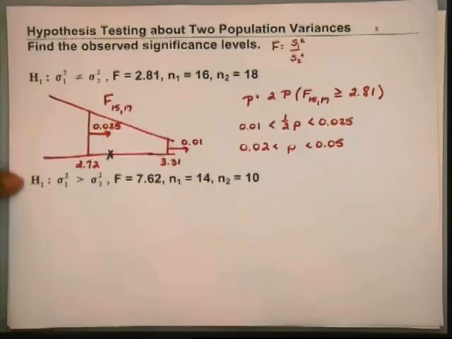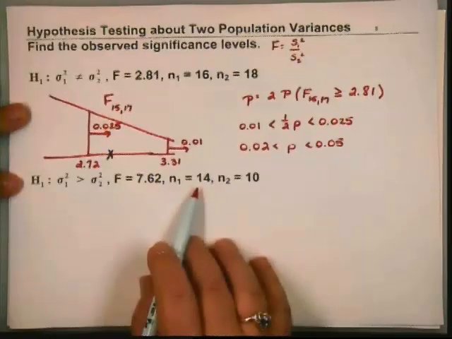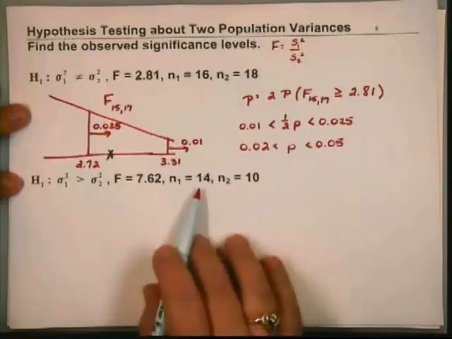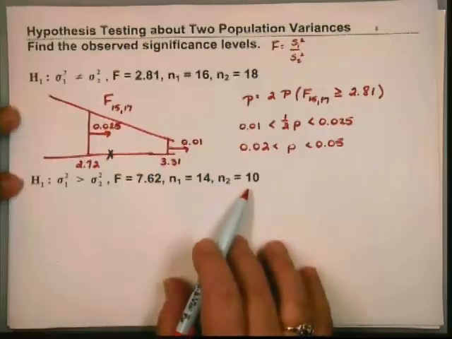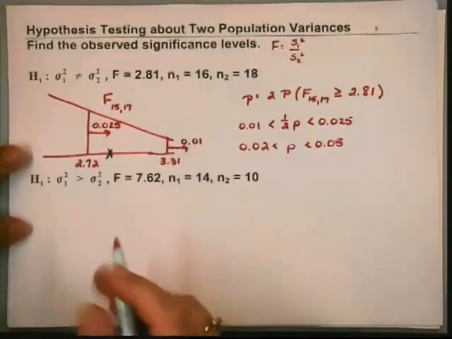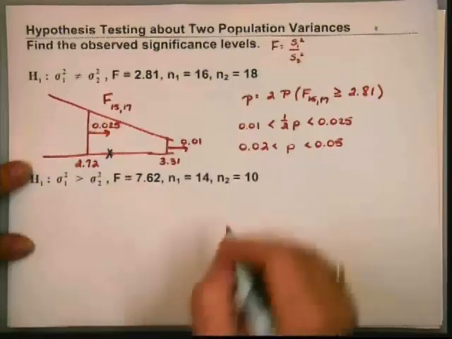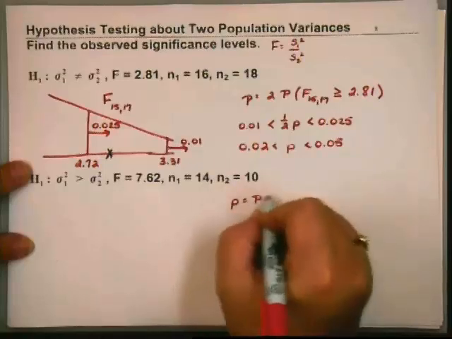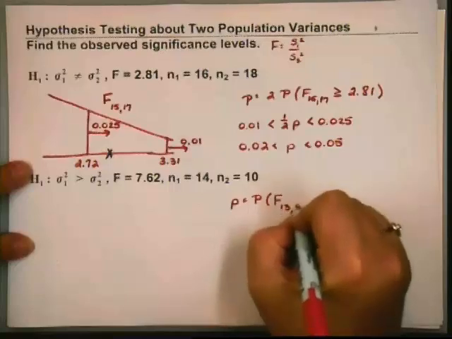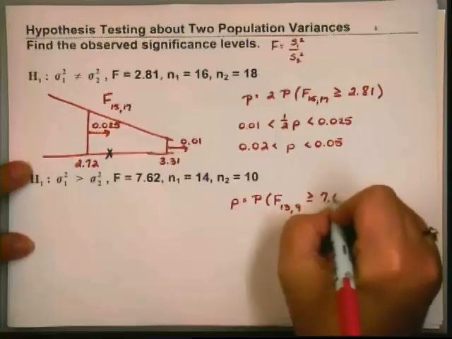For our right-hand test, F is calculated at 7.62. We have sample size 14 and sample size 10. So for this application, comparing two variances, our degrees of freedom are 13 and 9. We're going to do a right-hand test only. So our p-value is not multiplied by 2, but is the probability of an F value with 13 numerator degrees of freedom, 9 denominator degrees of freedom being greater than or equal to 7.62.